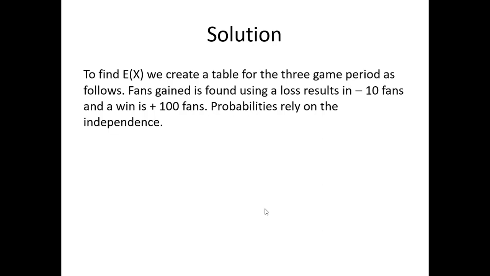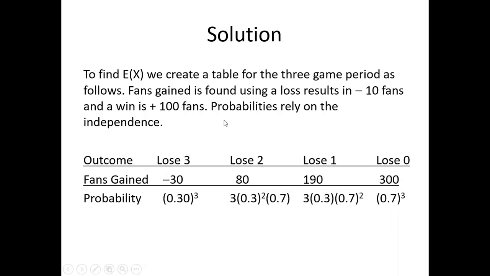So to find the expectation of X, we need a probability distribution, right? We need a table for the 3-game period. Remember, fans gained is found using a loss results in minus 10 fans, a win results in plus 100 fans. Probabilities rely on the independence, so we can create a table that looks like this.